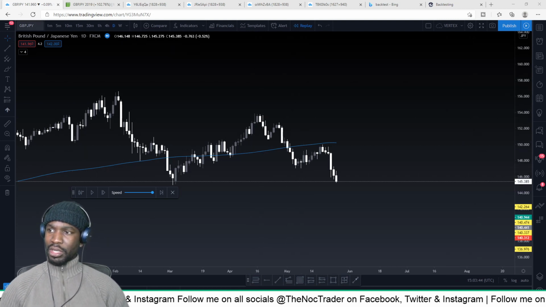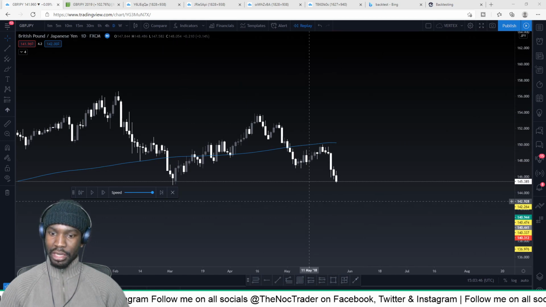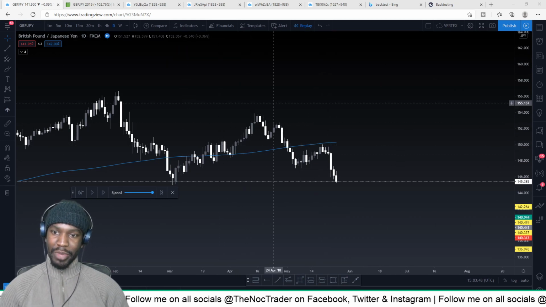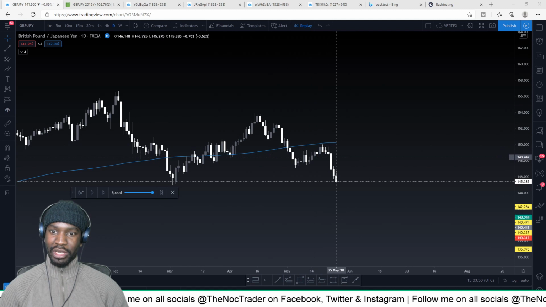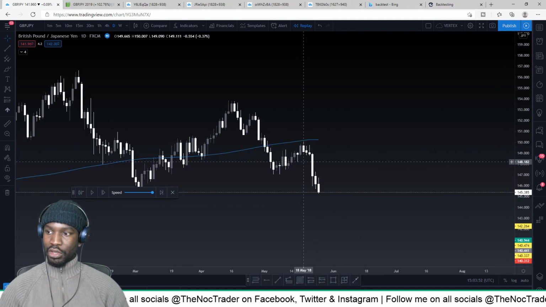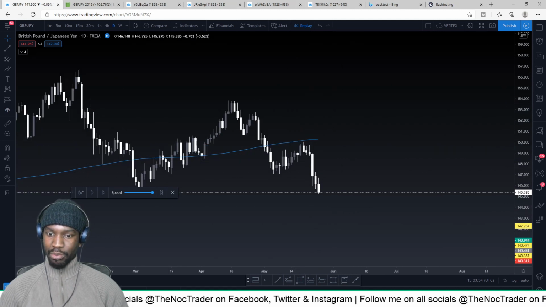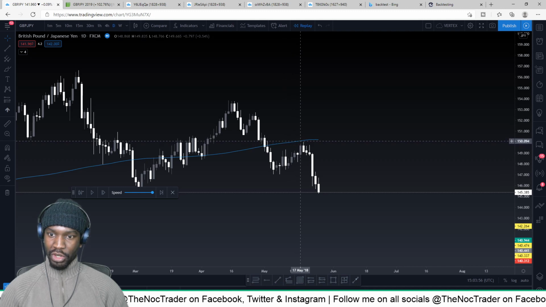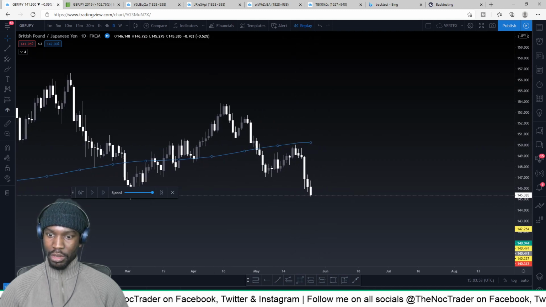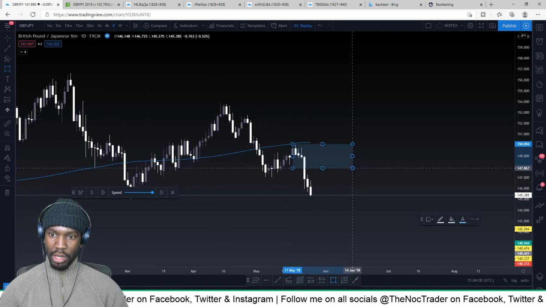So I found this, GBP JPY again. This is a 2018 trade. It's making lower lows. This is a pretty straightforward trade, so I thought I'd use this as an example. First I'd plot my point of interest area. So it's going to be around here.